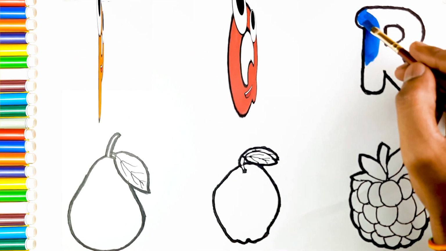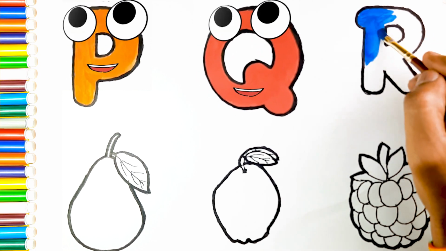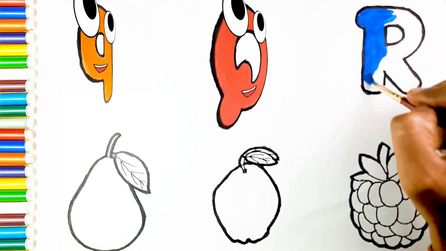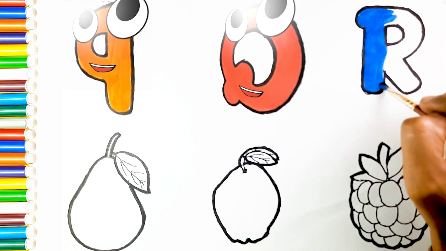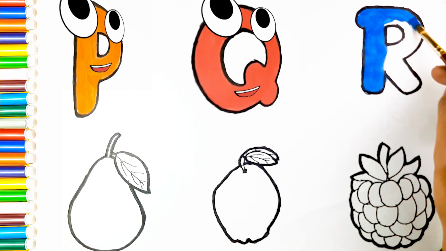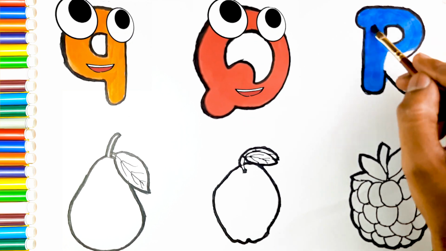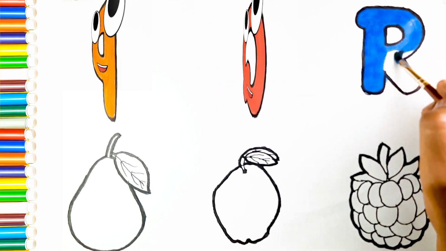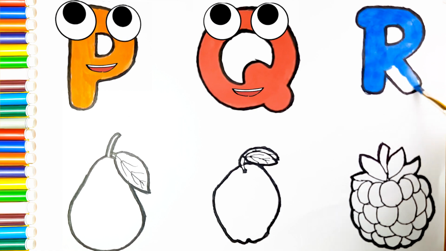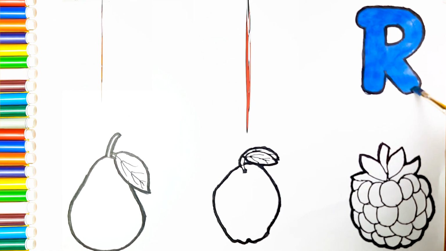Finally, let's explore the letter R. Can you think of a fruit that starts with R? Raspberry. Great job. Now let's move on to the fruit section.